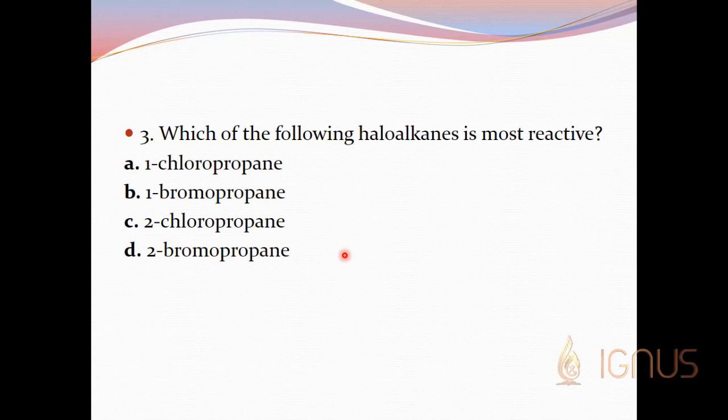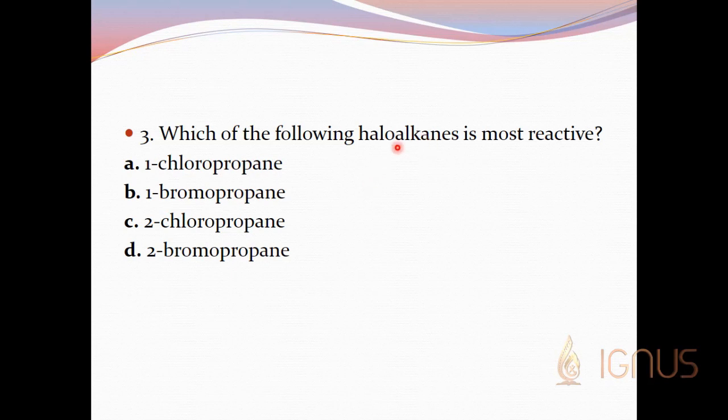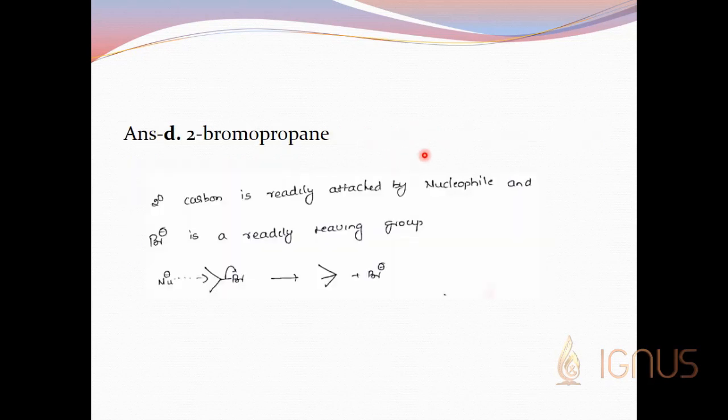Let us discuss the solution for this question. Answer is 2-bromopropane. We know that a secondary carbon is readily attacked by the nucleophile. We'll assume that this question is about nucleophilic substitution. Here the secondary carbon is readily attacked by nucleophile because it will give rise to a secondary carbocation, and we know that Br minus is a readily leaving group. Hence our answer option D, 2-bromopropane, is highly reactive.